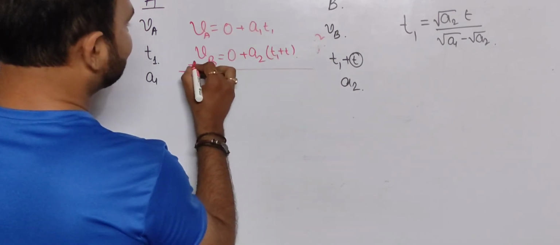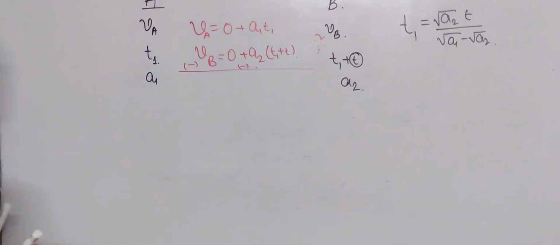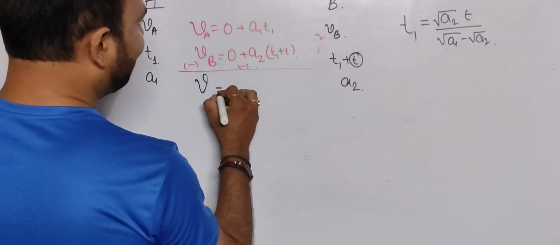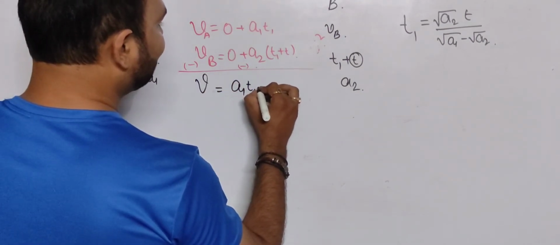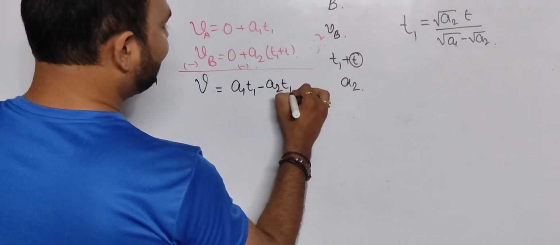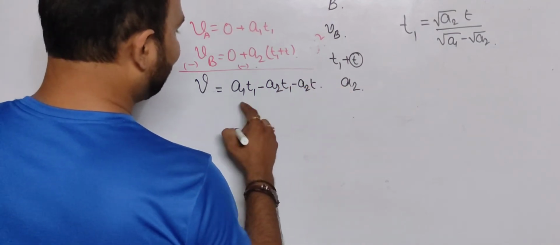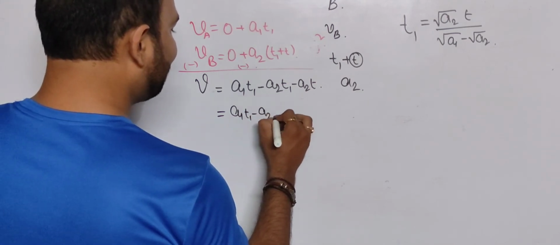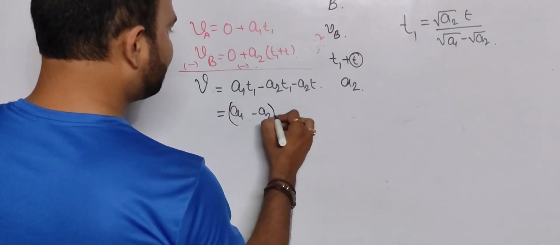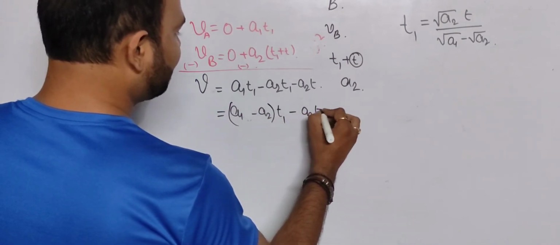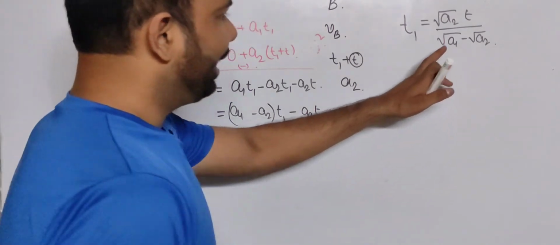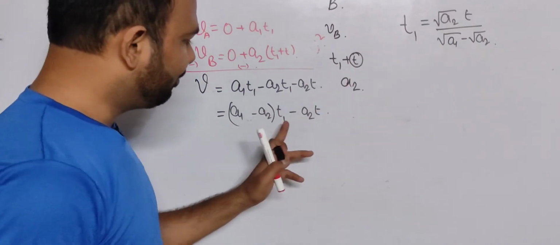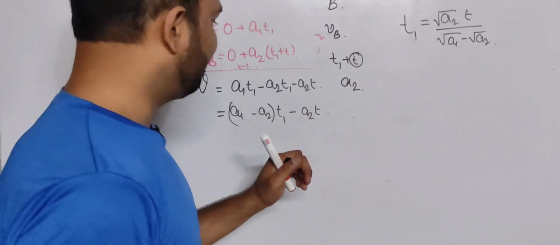If we subtract this, what do we get? VA minus VB, simply write V equal to a1 t1 minus a2 t1 minus a2 t. If we take it as (a1 minus a2) t1 minus a2 t. Now if we substitute the value of t1, there is a problem.